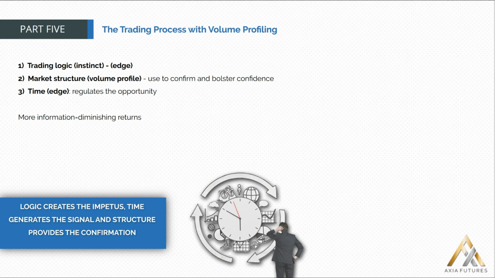So the first thing to understand is that you need to have an edge, or a little bit of trading logic and a little bit of understanding or instinct. Now, this instinct, or you can almost call it subjective understanding, it's important to have, but it's not enough in order to execute a trade. You have to then have some form of structure or objective understanding, and this is where the volume profile is absolutely crucial. We use the volume profile to confirm and bolster our confidence about our understanding.